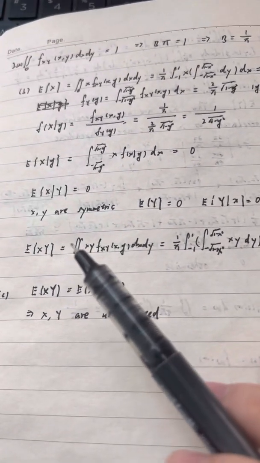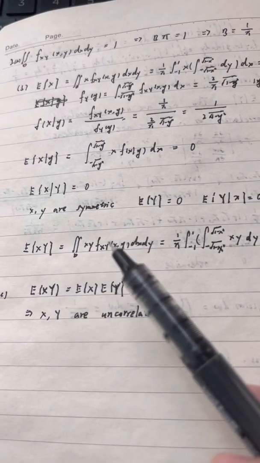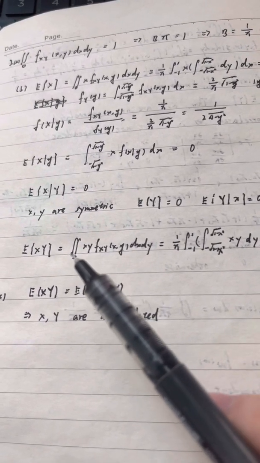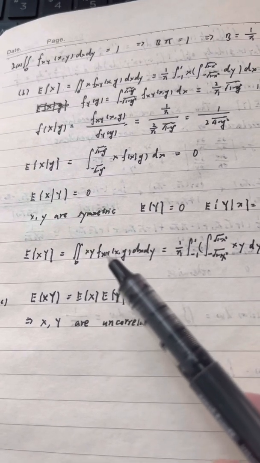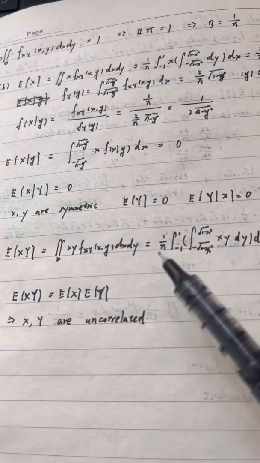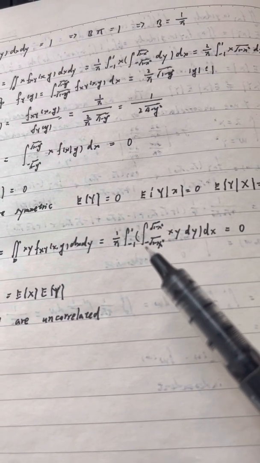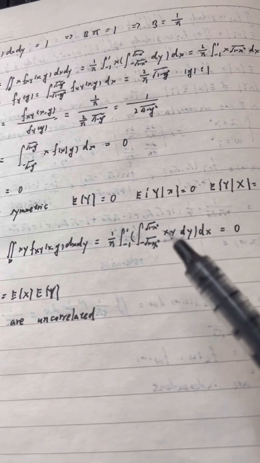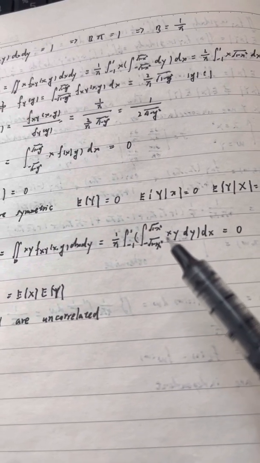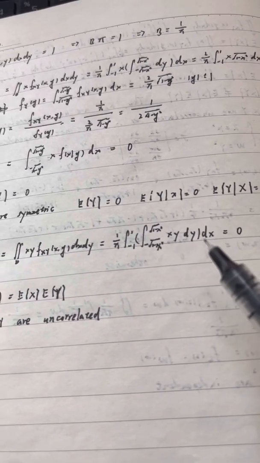And then finally we need to calculate the expectation of xy. Based on the definition, it equals the integral over this area of x times y times the joint density function, dx dy. And we just calculate it. It's also equal to 0. You can directly calculate it, or you can use the odd function argument to prove it. Either way, it equals 0.